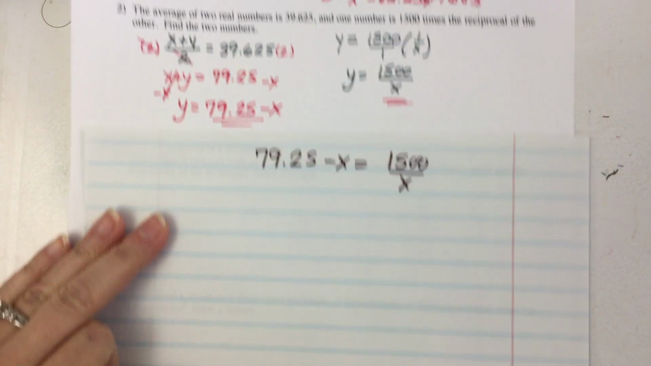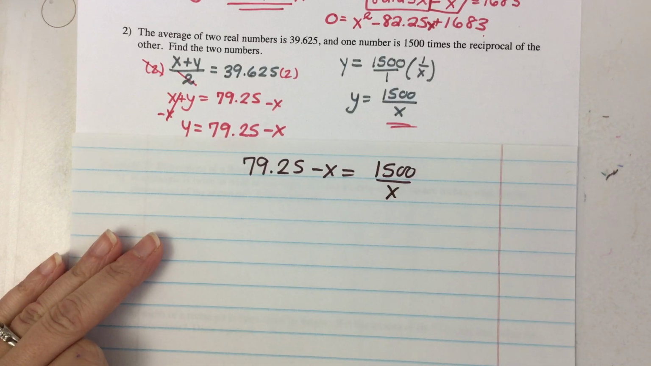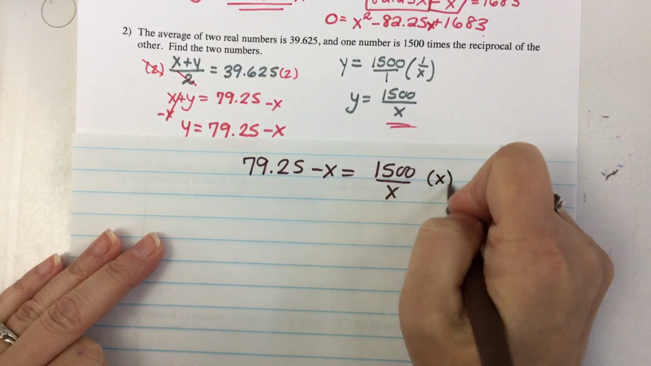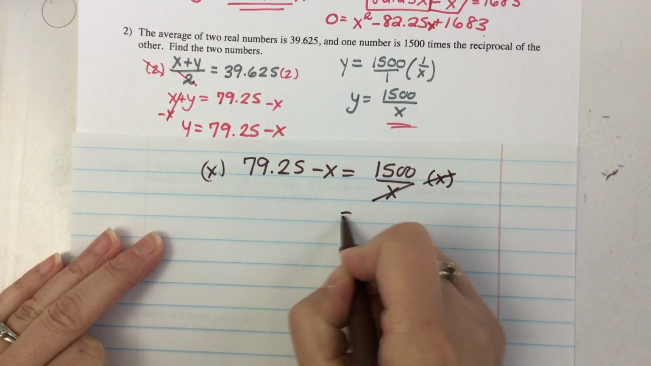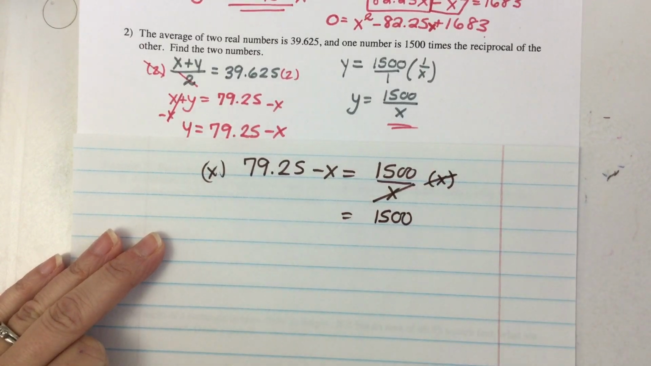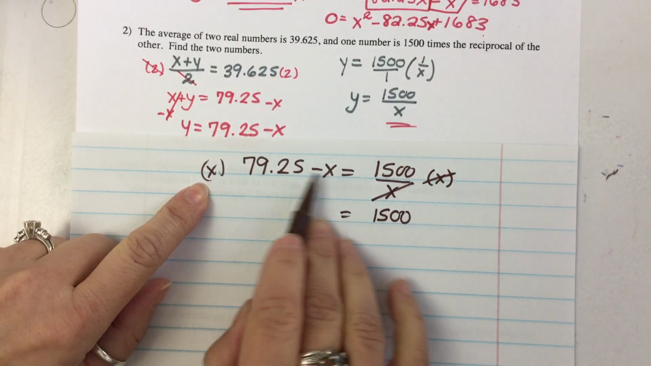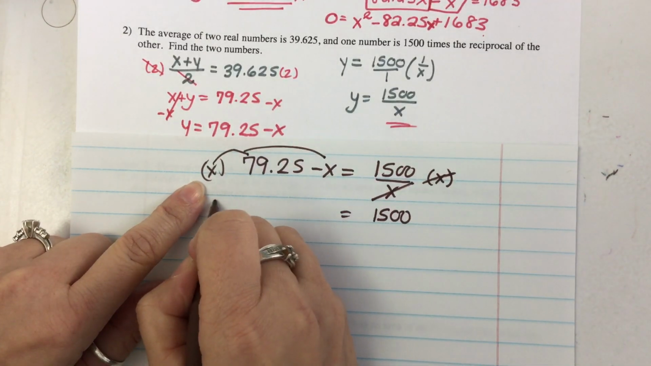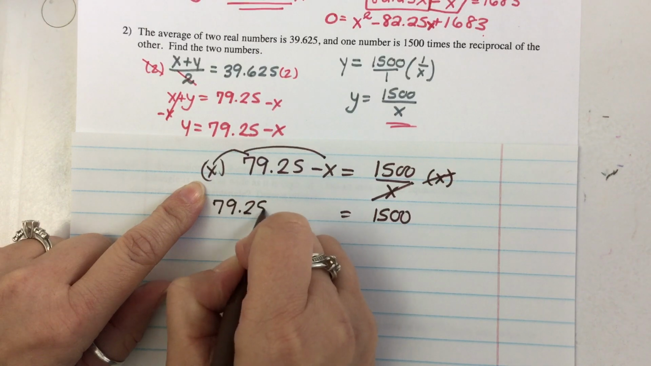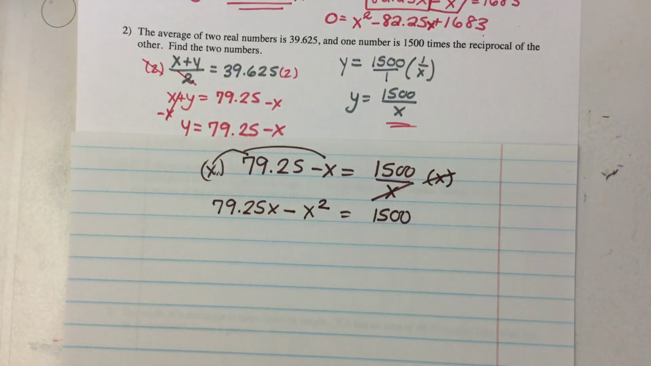Okay, so at this point you might still be saying, well, I don't want to deal with a fraction. Well, I don't want to deal with a fraction either. Remember, one way to get rid of a denominator is to multiply it. I could multiply both sides by x. This cancels this, and guess what? I no longer have a denominator. When I multiply this side by x, you have to realize that there's two terms here. So this x does have to go to both terms. So it's 79.25x minus x times x is x squared.